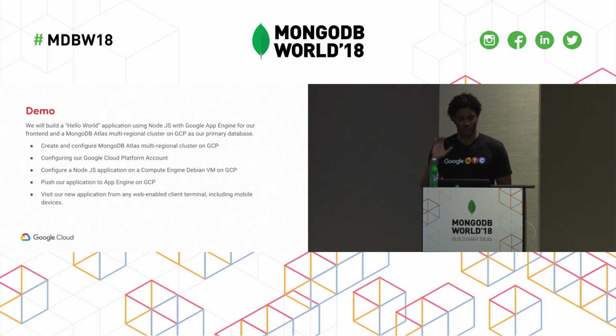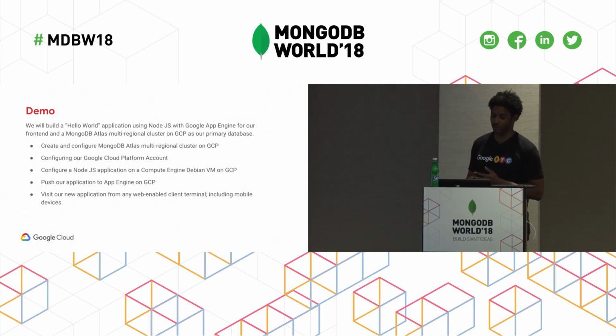Okay. So what are we going to be doing in the demo? I gave you a brief setup here. Hello World application. We're going to be using Node.js here with App Engine Flexible. And at a super high level, the steps we're going to be doing are creating and configuring a MongoDB Atlas multi-region cluster in GCP. We're then going to configure a Google Cloud Platform account for the App Engine Flexible environment to accept the API calls we're going to be making here.